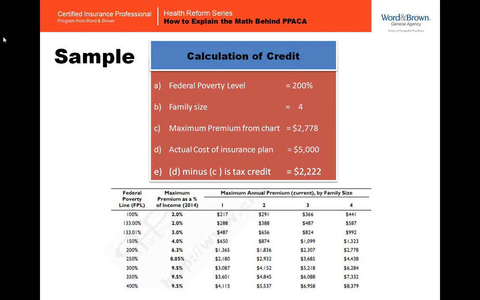$2,222. That money will be sent from the federal government to the exchange. He will pay his premium out of his own pocket of $2,778. The two will be combined together, and the $5,000 will be shipped to the insurance company.